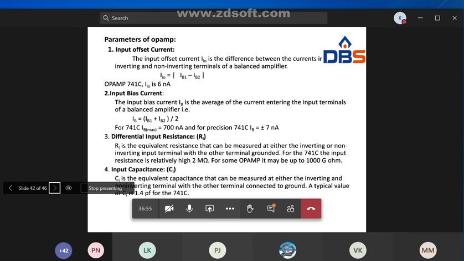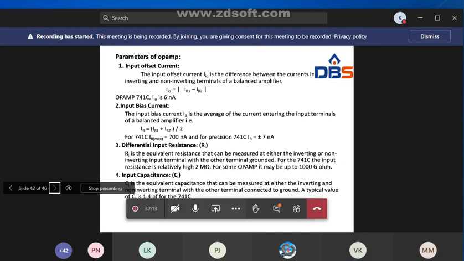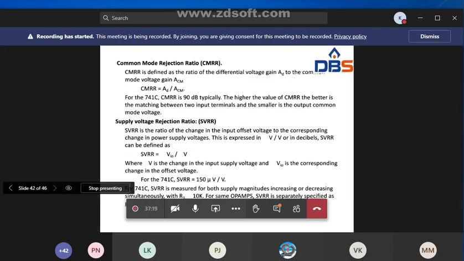Here the typical value of input resistance is 2 mega ohms, the input bias current is 700 nanoamperes, and the input offset current is 6 nanoamperes. These are the typical values for input offset current, input bias current, input resistance and input capacitance.